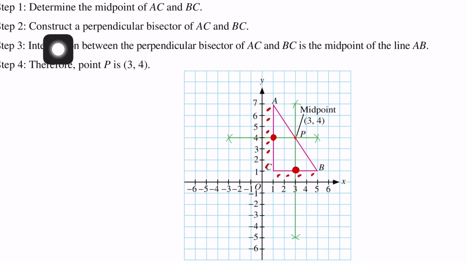Look over here. Intersection between the perpendicular bisector of AC and BC is actually the midpoint of AB. Mana-mana yang bercantum ni, nampak tak? Dia bercantum kat sini kan? So that is the midpoint of AB. So therefore P is 3, 4. Boleh? Mudah saja, okay?